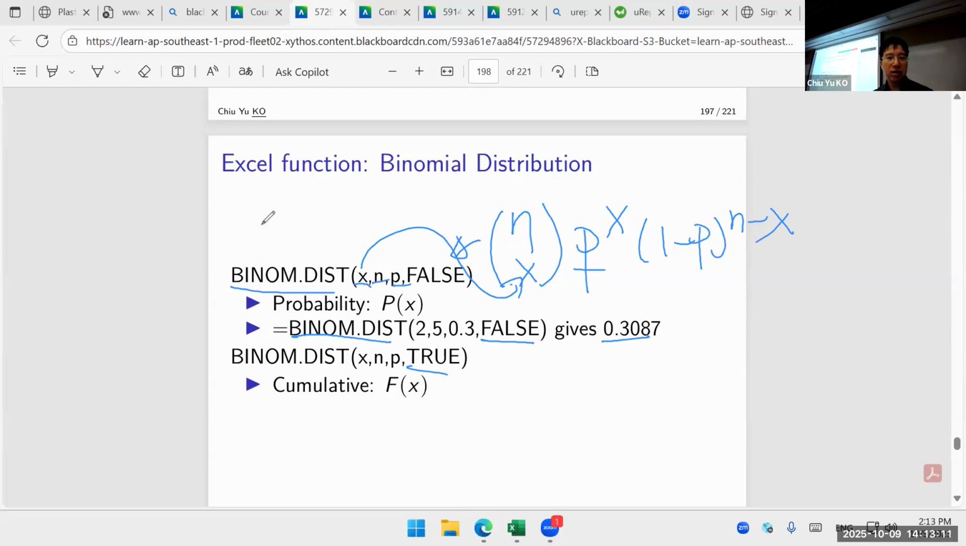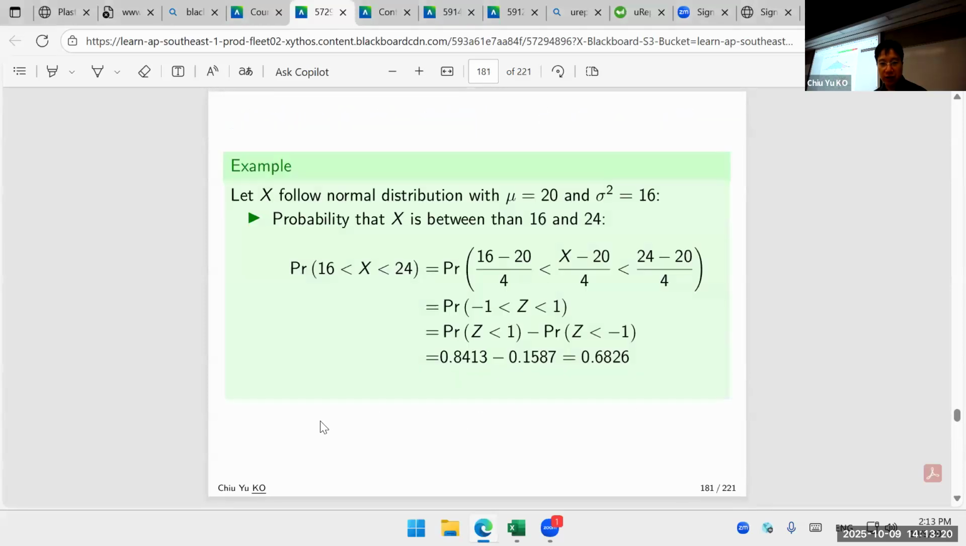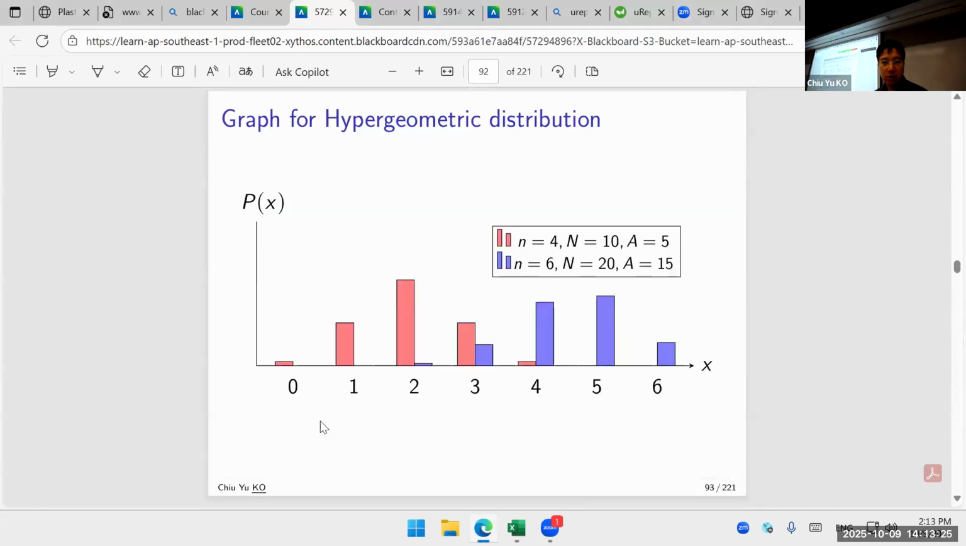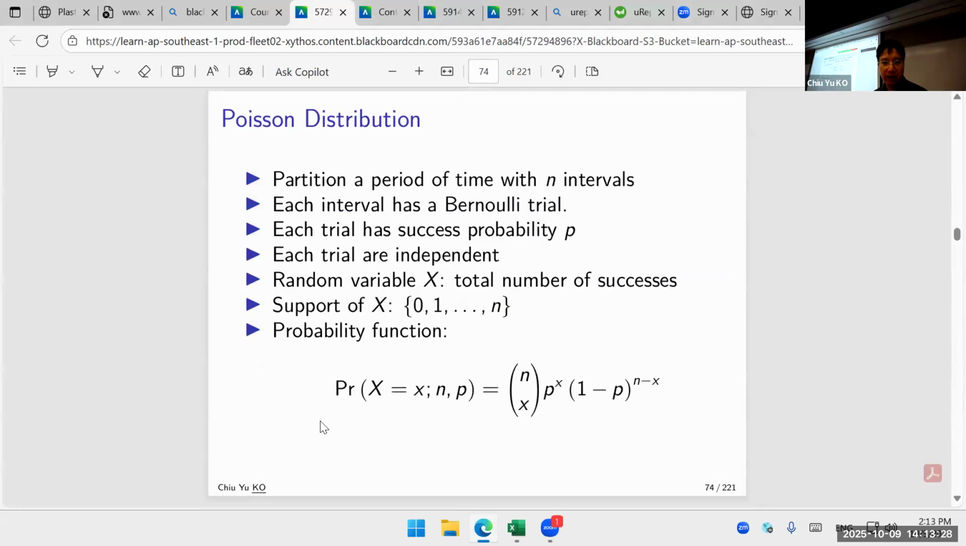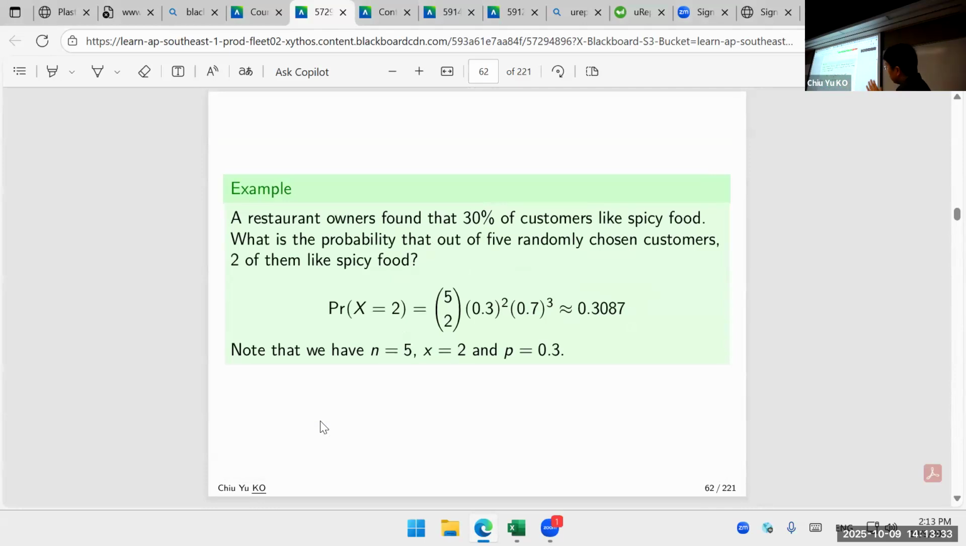Okay, let's go back to the example we have done, to show you that this is right. Let's go back to the binomial, so we are going back to the very old days. Remember this spicy food story, right? The restaurant owner has 5 customers. Each customer has a 30% chance of liking spicy food. Out of the 5 customers coming in, exactly 2 of them like spicy food. It's binomial.